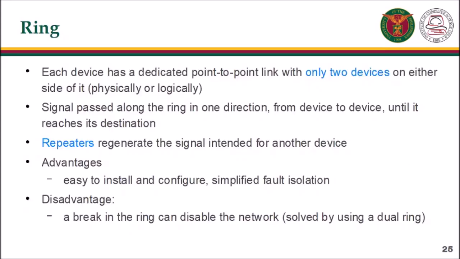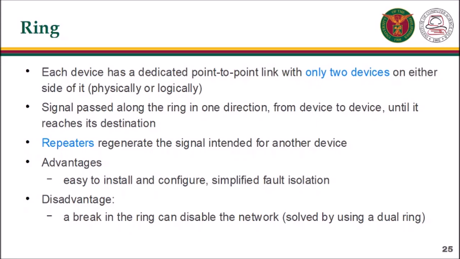In a ring topology, each device has a dedicated point-to-point connection with only the two devices on either side of it. A signal is passed along the ring in one direction, from device to device, until it reaches its destination. Each device in the ring incorporates a repeater. When a device receives a signal intended for another device, its repeater regenerates the bits and passes them along.